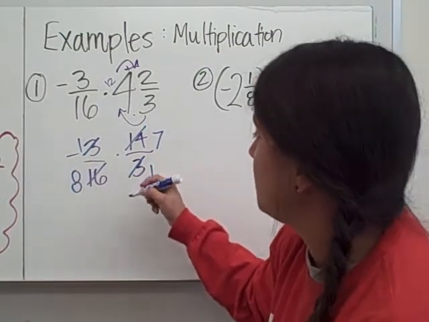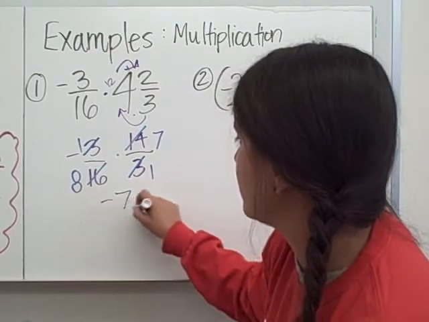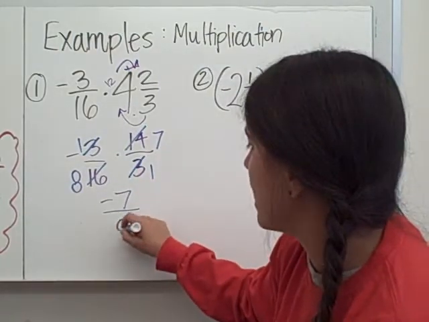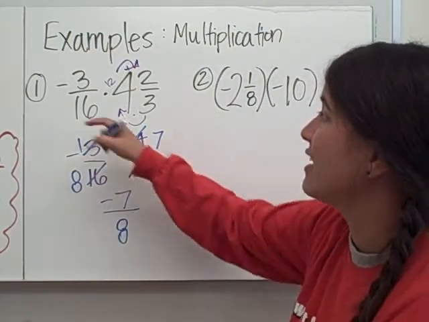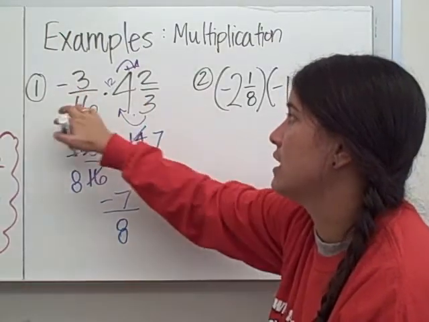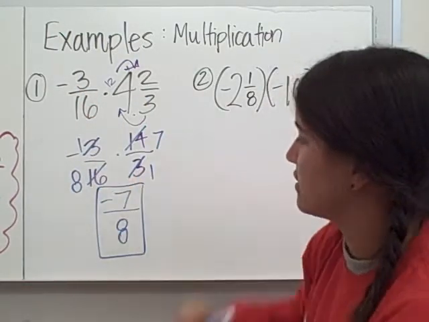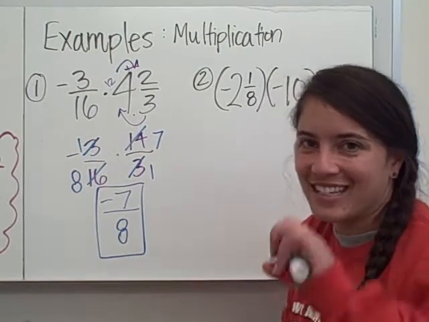So now we're multiplying. Negative 1 times 7 is negative 7. And 8 times 1 is 8. And my answer is negative because at the very beginning I had different signs. So negative 7/8 would be your answer.